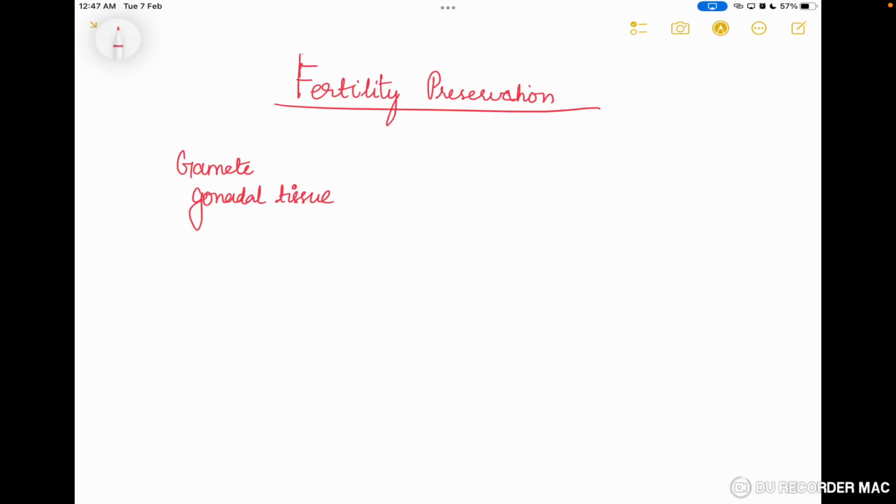So, good evening. Today we'll see fertility preservation. Fertility preservation is a process by which we preserve the gamete, the sperm, the oocyte, or the gonadal tissue for the purpose of giving them a biological child in future.